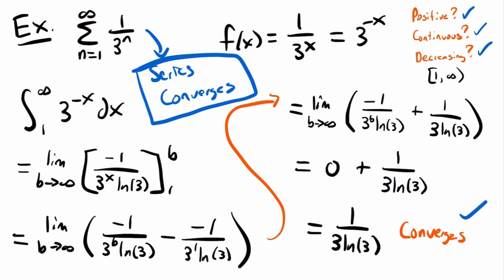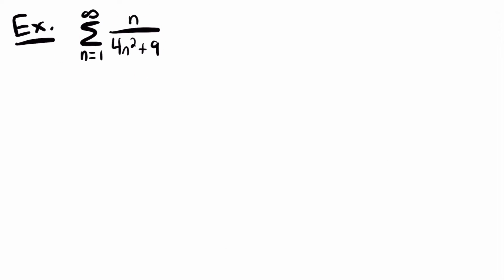All right, let's look at one more example for this video. Here's our last example. We have the sum from n equals 1 to infinity of n divided by 4 times n squared plus 9. If we want to determine if this series diverges or converges, we would originally start with the divergence test, but that would give us an inconclusive result. And so now we can try to use the integral test.